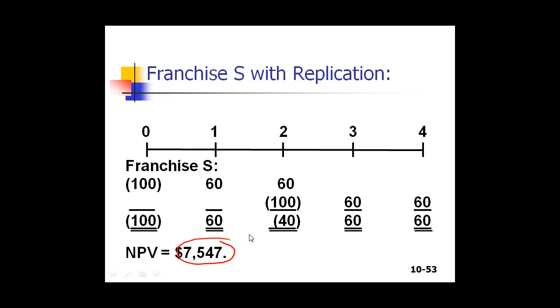So if you can actually do this project, if you can actually create a replacement chain, so project S after 2 years is again done, then project S is actually better than L. Yeah, if the project cannot be repeated, then L is better.